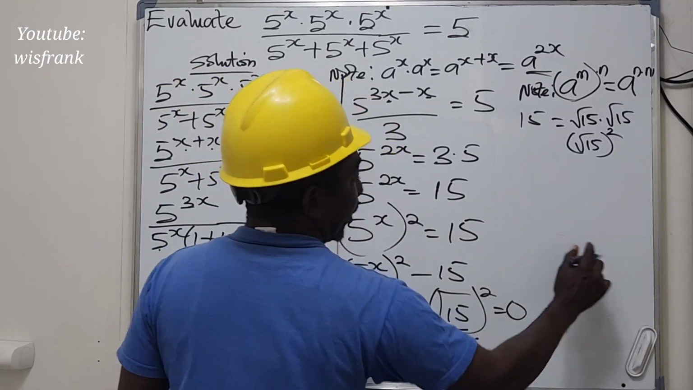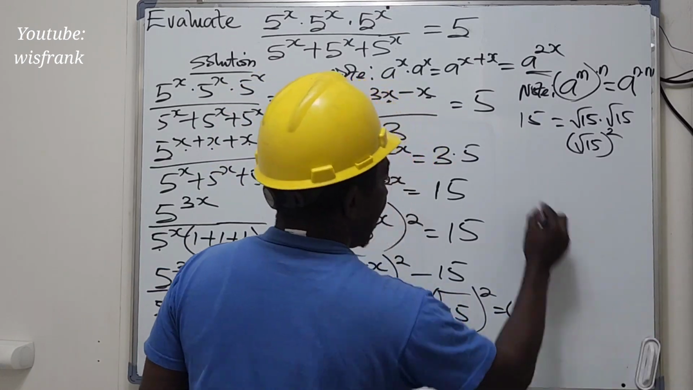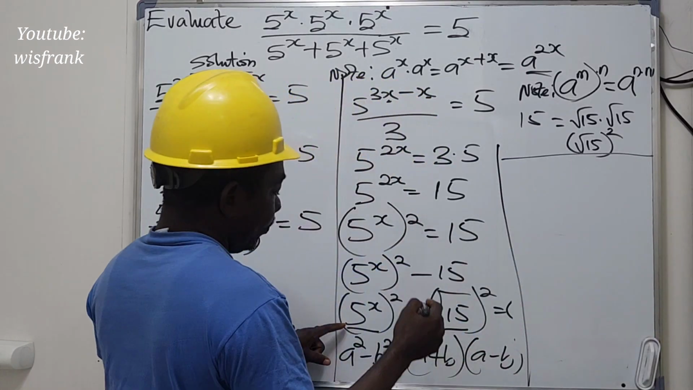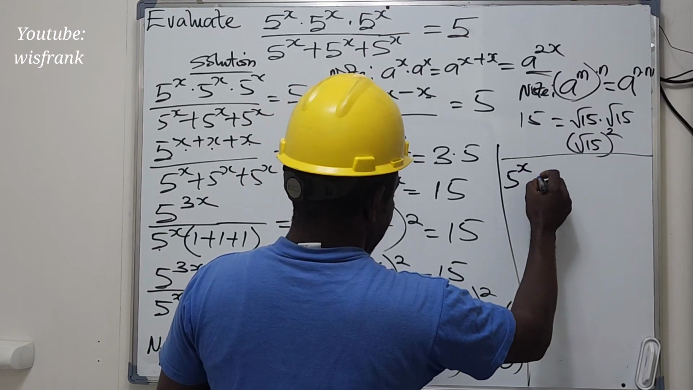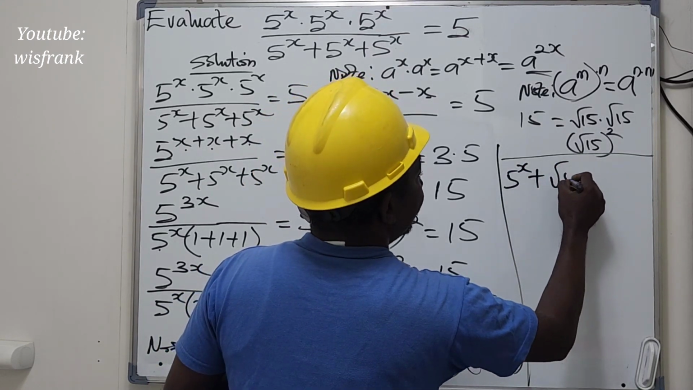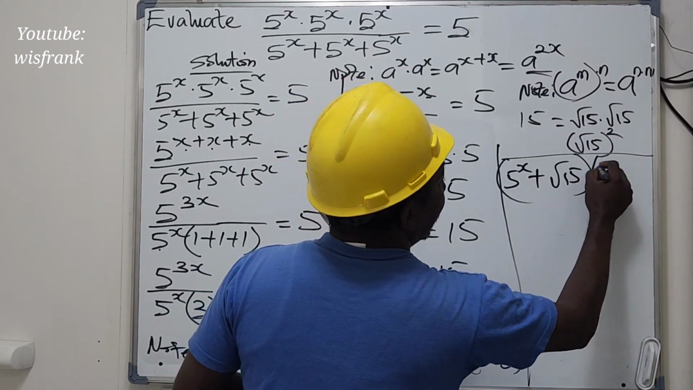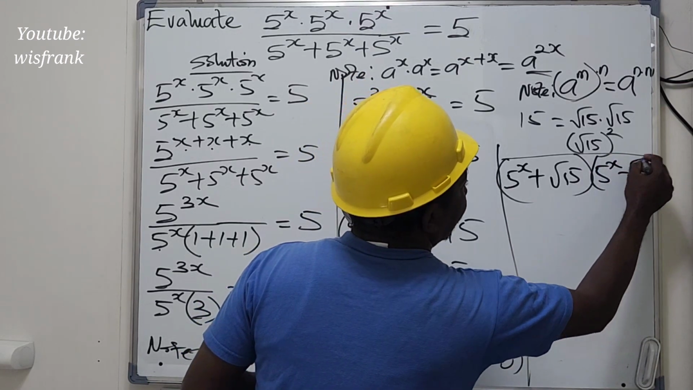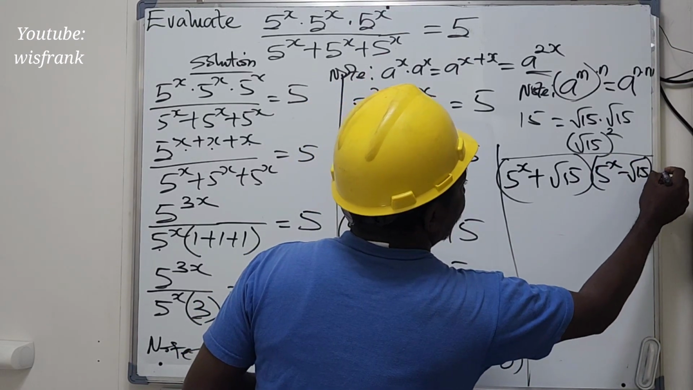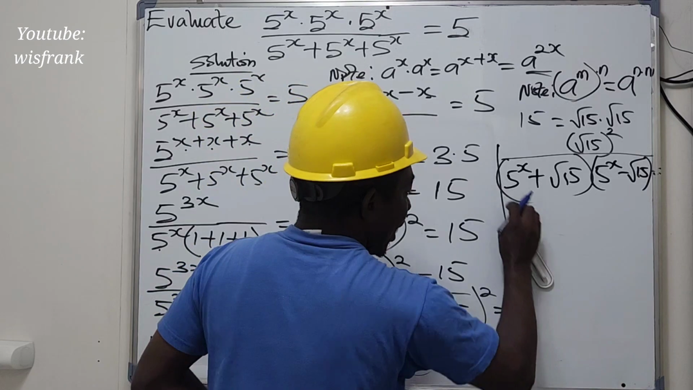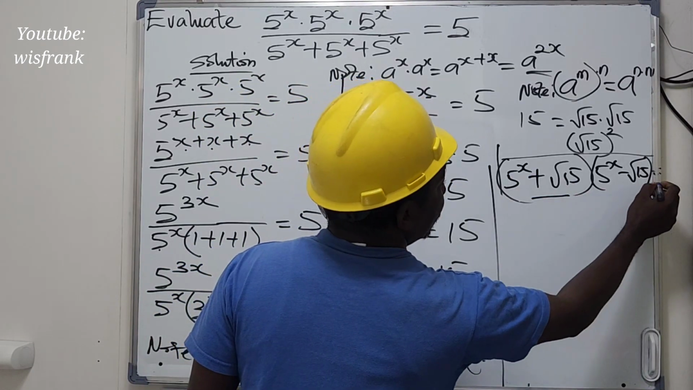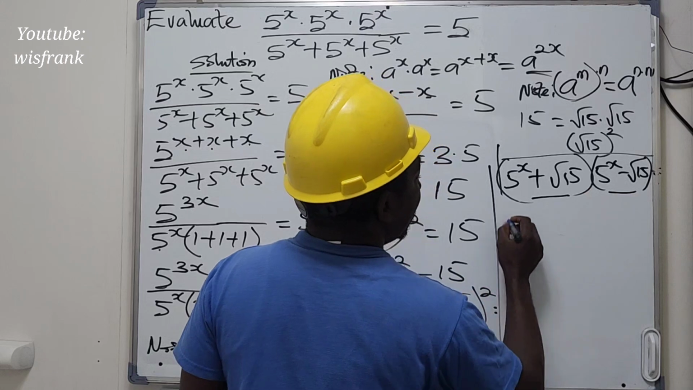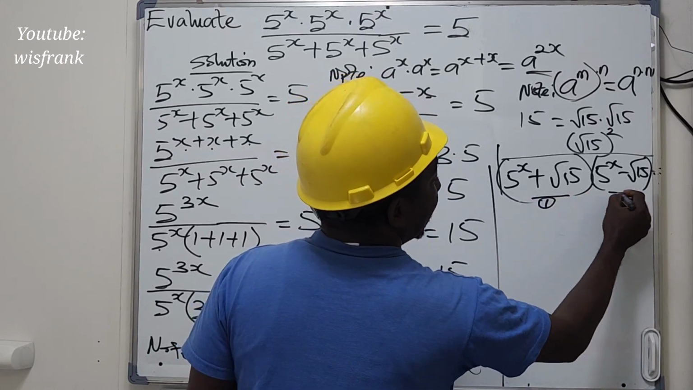Let's continue from here. This is the same thing as having (5^x plus root 15)(5^x minus root 15) all equals 0. So here, either the first parenthesis equals 0 or the second parenthesis equals 0. Let's look at case 1 and case 2.